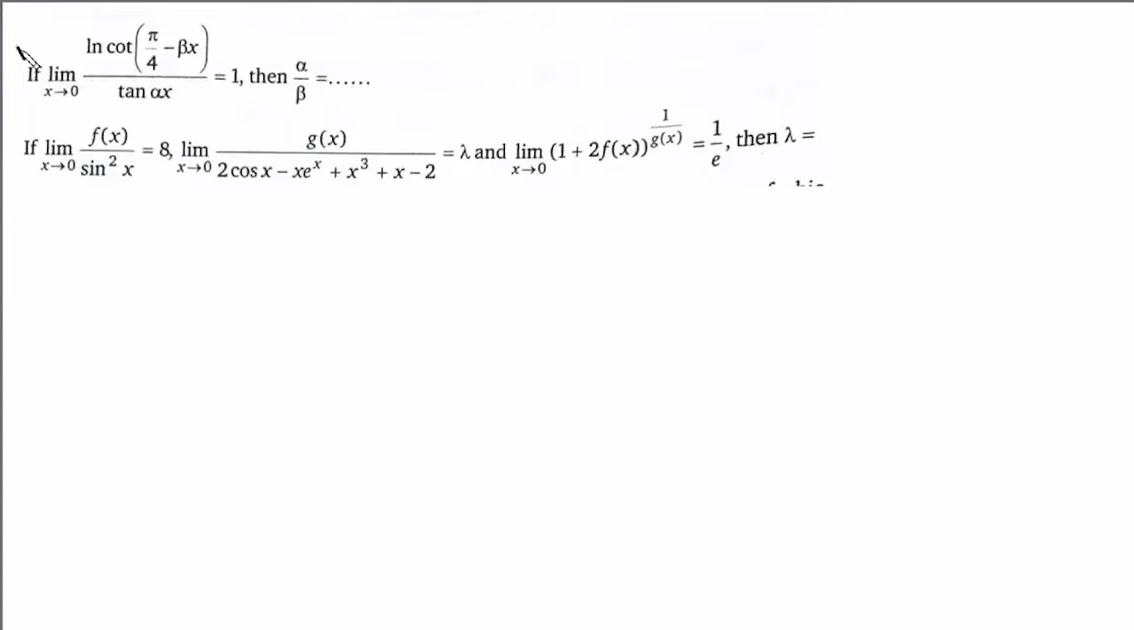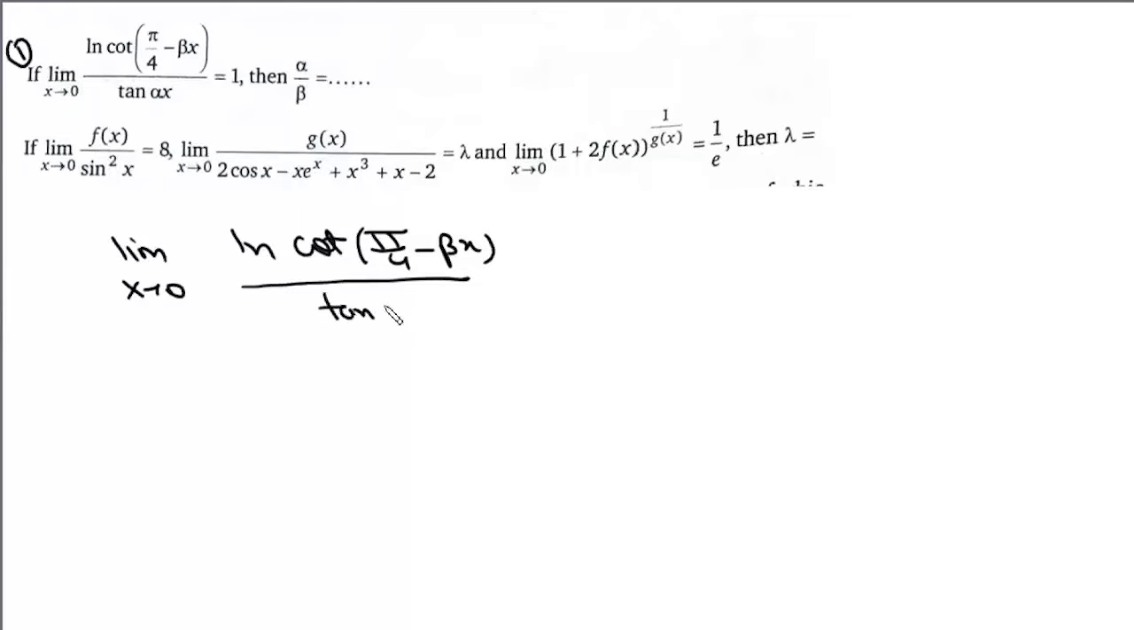Now here this first question is, if the limit as x tends to 0 of log cot(π/4 − βx) upon tan(αx) equals 1, find the value of α upon β. Now we put x as 0. This is log 1 upon tan 0, which is 0 upon 0 form. So we'll use L'Hopital's rule.